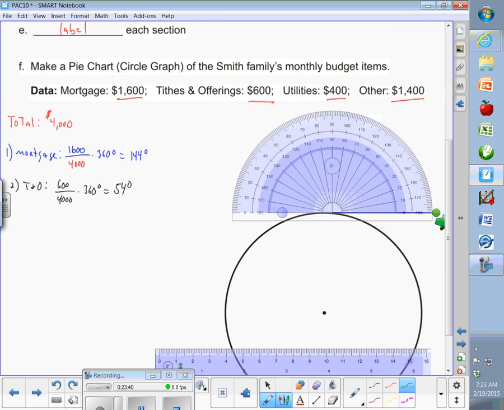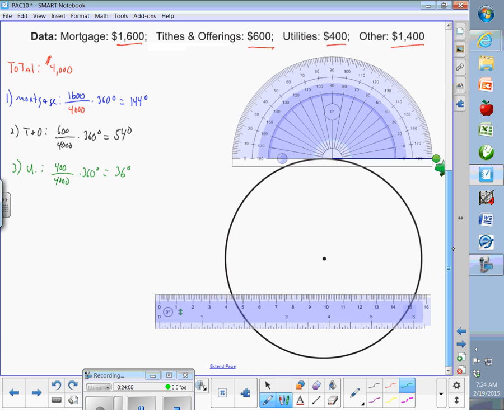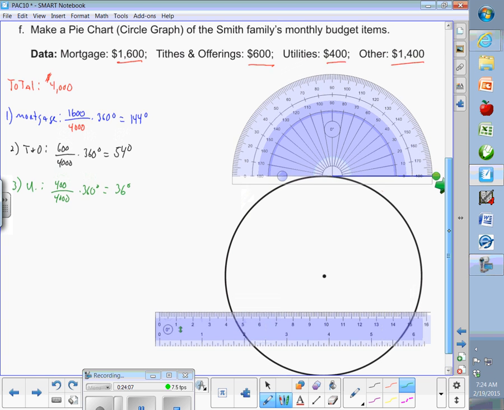I'm going to use green for my third one. Utilities, I'm just going with the U. 400 divided by 4,000 times 360. And that one is 36 degrees. Now, if I'm accurate, I don't have to do my last piece, because whatever's left will be the last piece. The number of degrees remaining will be the last piece.